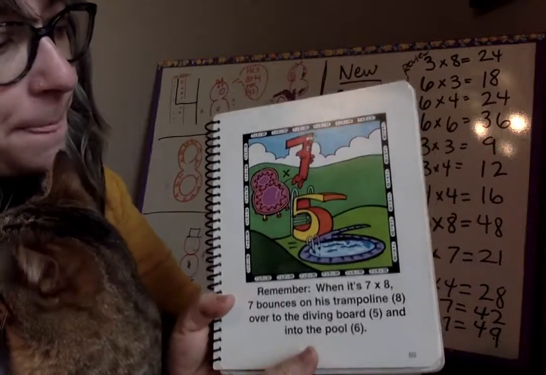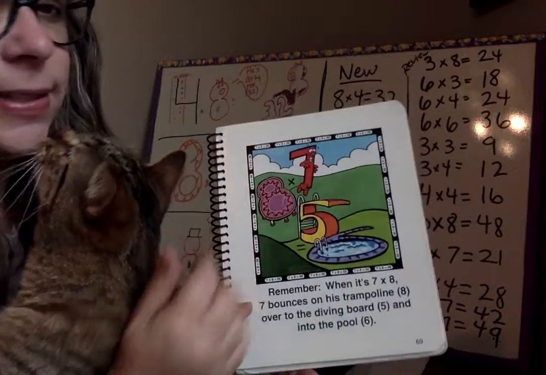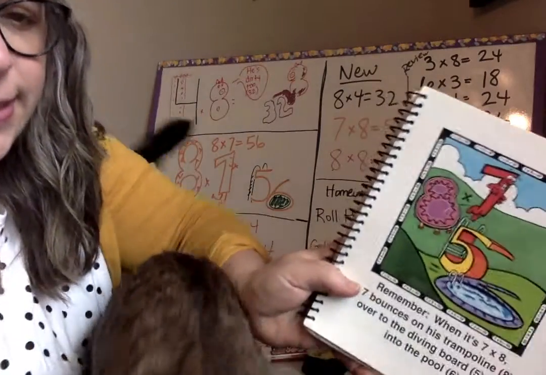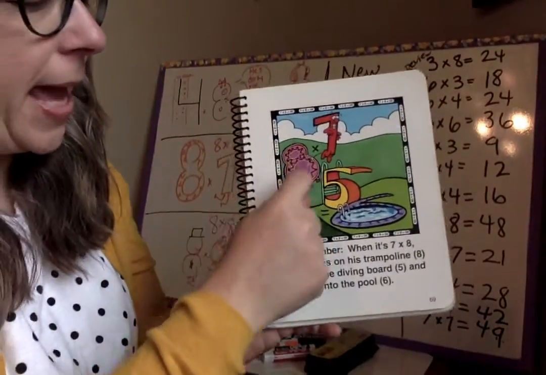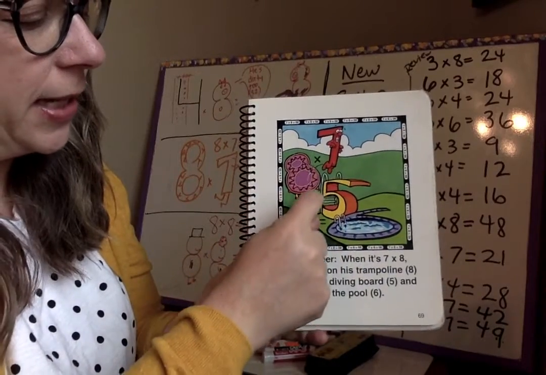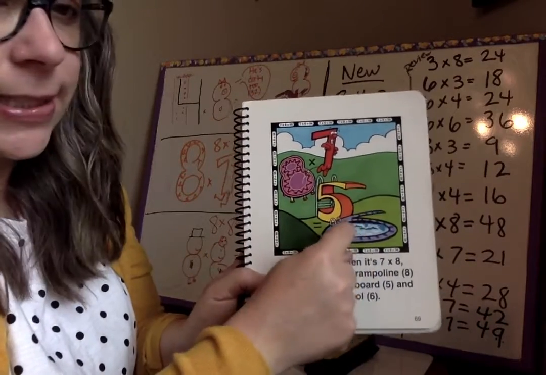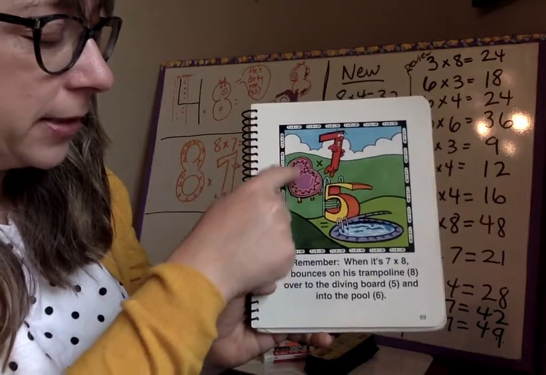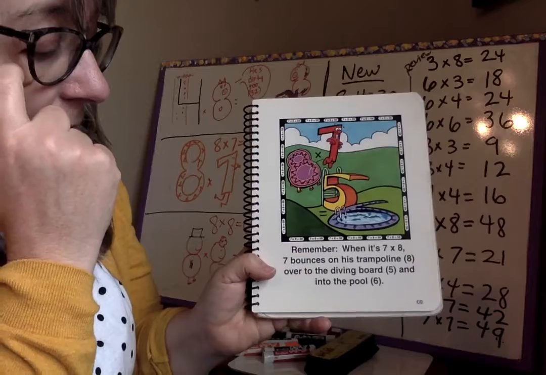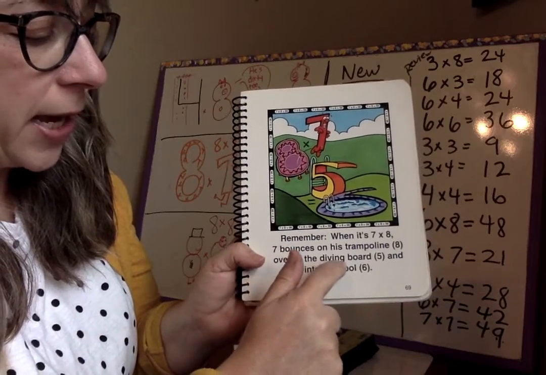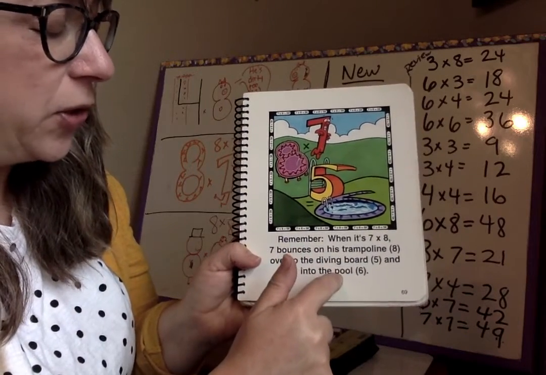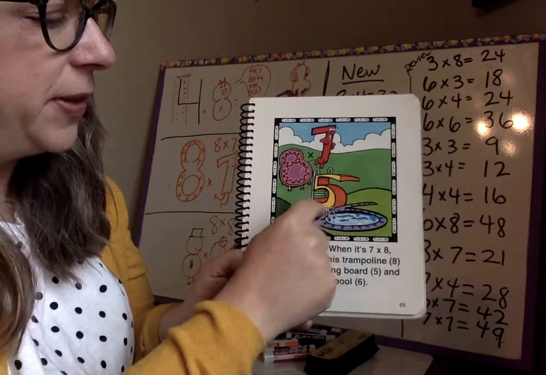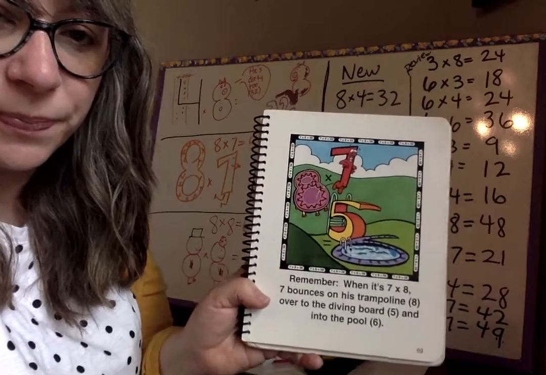So, 8 times 7 is 56. So remember, when it's 7 times 8, 7 bounces on the trampoline, over to the diving board, and into the pool. So 8 times 7 is 56.